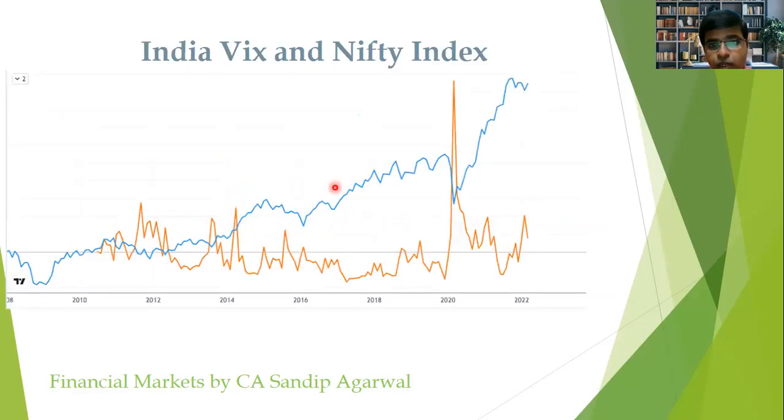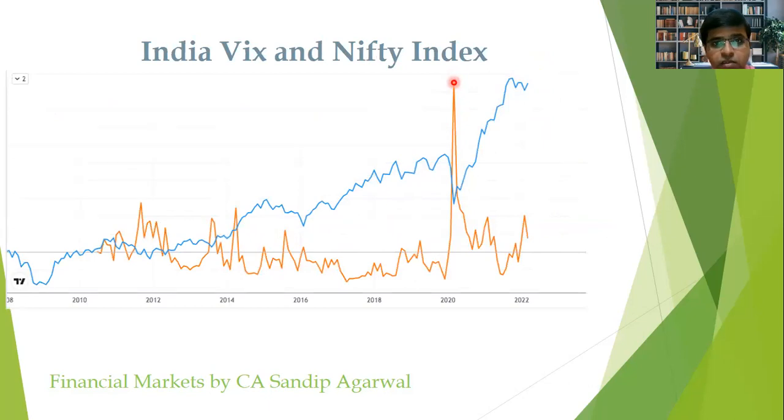I have basically plotted the monthly line chart of the India VIX and the Nifty index. This blue line denotes Nifty, and this orange line denotes India VIX. I have not plotted the actual values of it. This chart I have just given for the purpose of explanation.